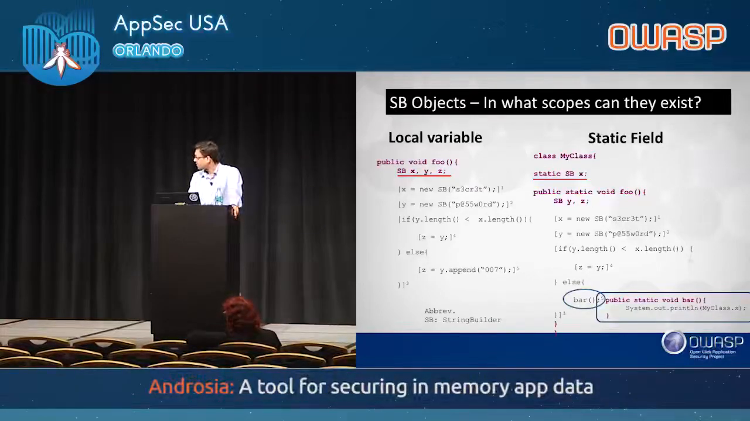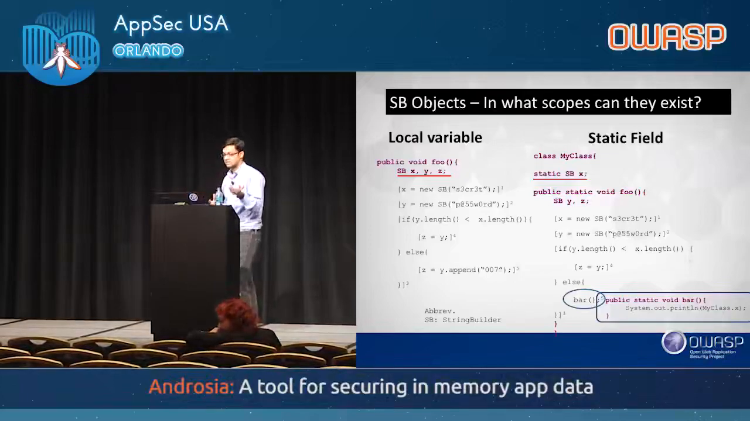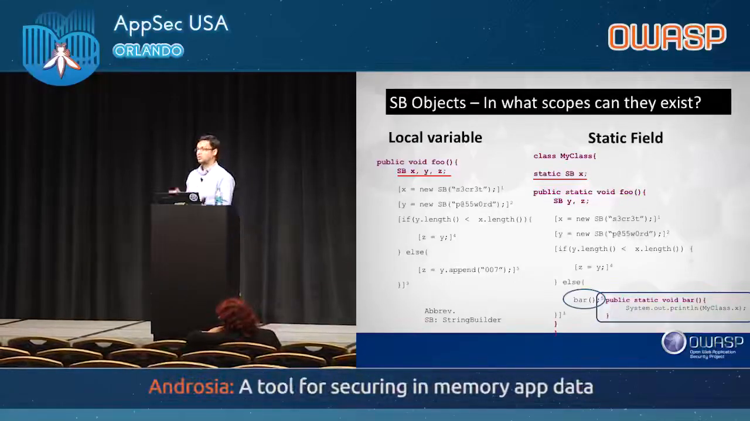So they can exist as local variables in a method, or they can exist as static fields of a class. And there's a drastic difference between the scope here, because as soon as you allocate an object to a variable which is a static field of a class, the scope becomes the entire scope of the program. And any other class can access that particular variable using the class name. So here I have a bar method being invoked, which is trying to use X using the class name myClass. So there's a difference between the scope of the StringBuilder object.